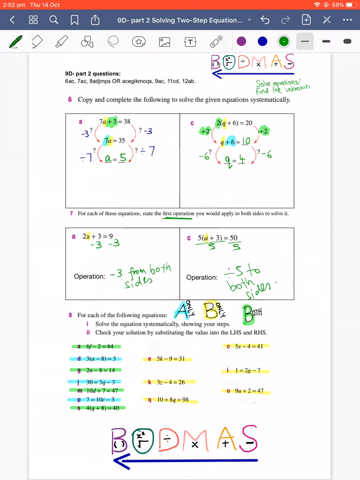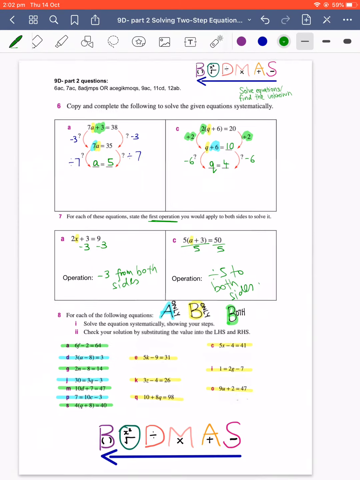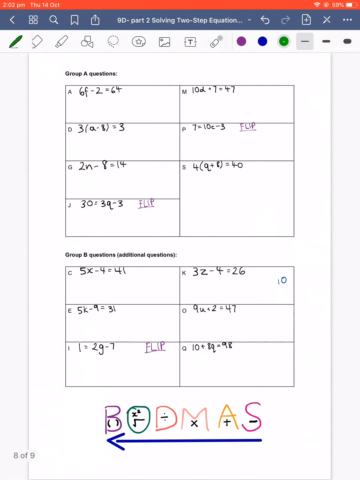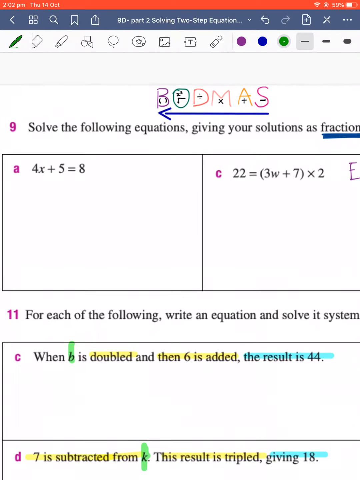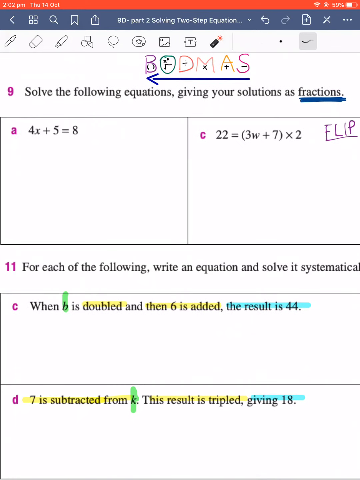Next question. Again, we're going to leave 8 till the absolute end. Be nice if it worked. Okay, let's go through question 9. So if I am doing question number 9, I am solving the equations and I'm giving my solution as a fraction. Keep that one in mind.